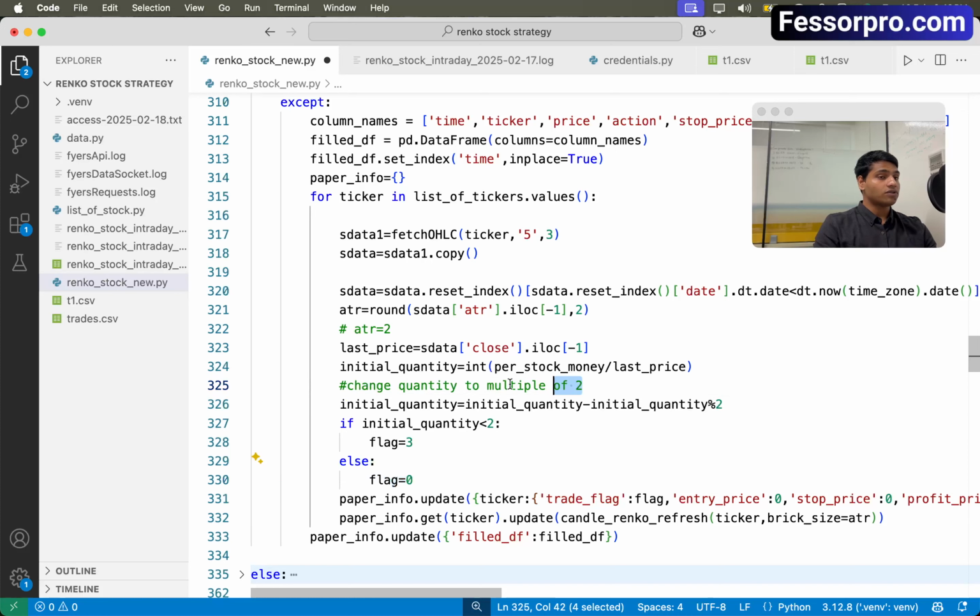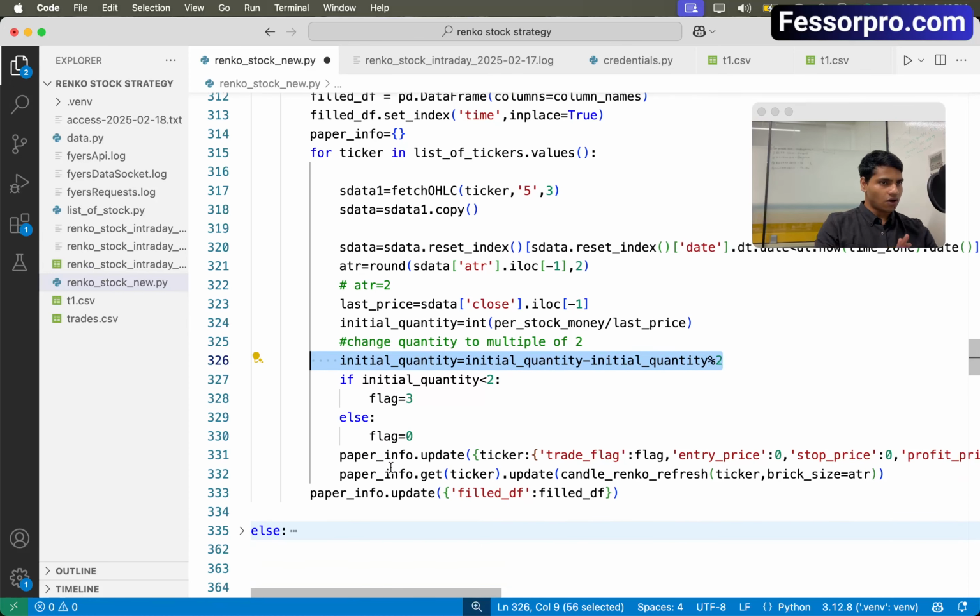Now I also have to change the quantity to a multiple of 2. Why? Let's say the current price is 3,000 and the invested capital is 10,000. Now when you divide 10,000 by 3,000, you will get the quantity 3. Now how will I close half of this 3 position? It is not possible. So what I'm doing here on this line 326, I'm converting that 3 to 2. Okay, I'm converting the given number into a multiple of 2. That's what this line is doing.